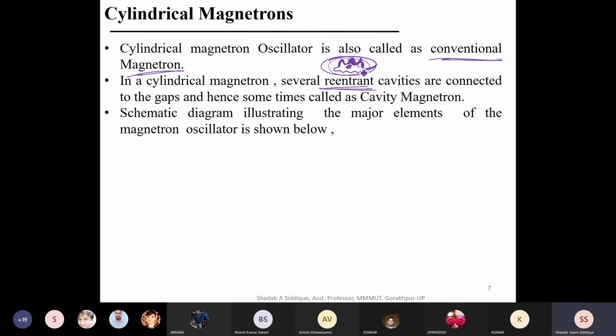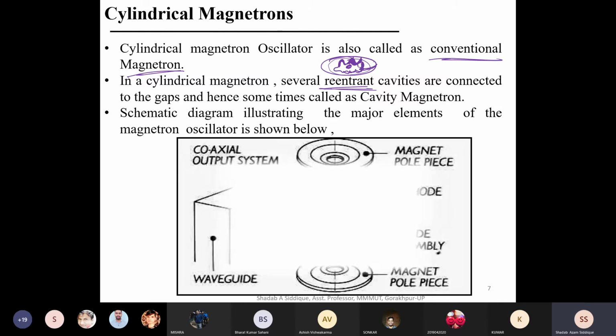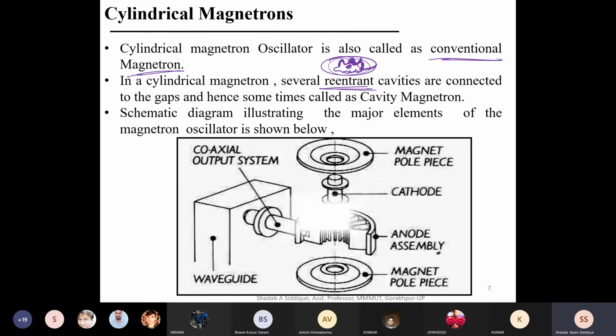This is called a cavity. I'll go to the figure, you will understand. This is one kind of figure. You can see this kind of cavity present here. This is the anode assembly, and in the anode we have different cavities. This is the cross-sectional view.